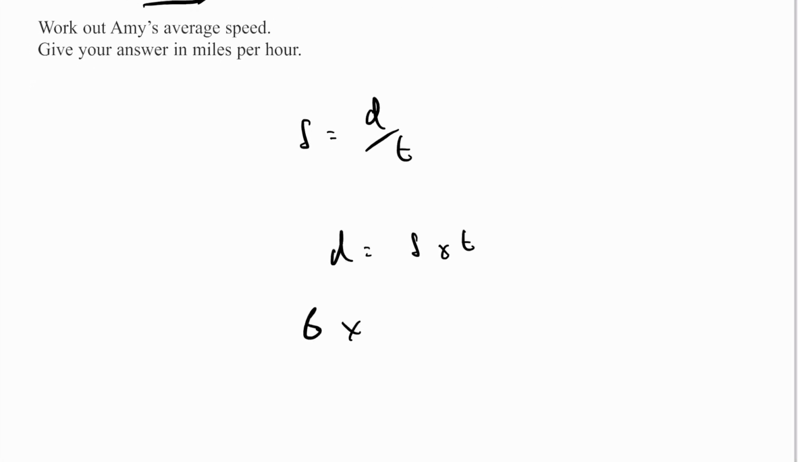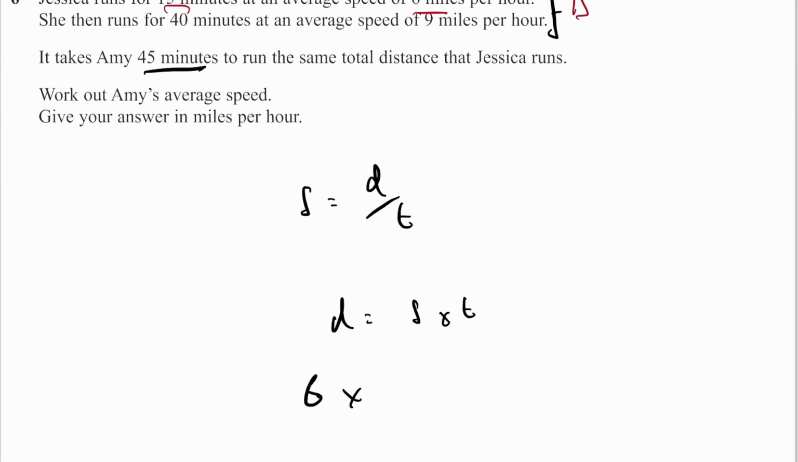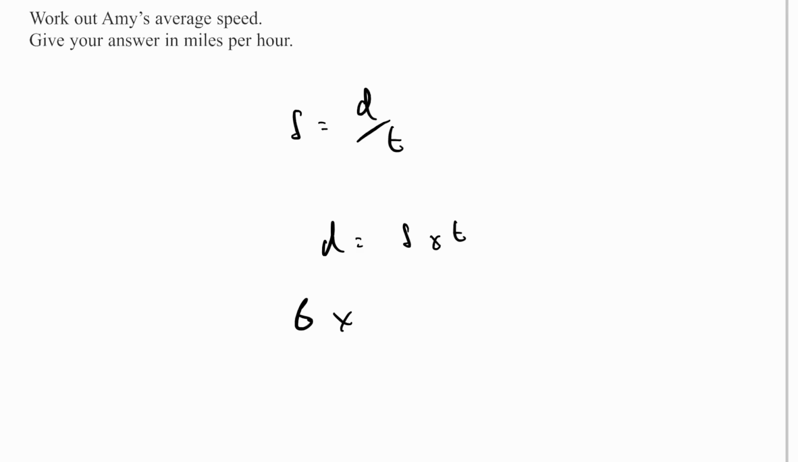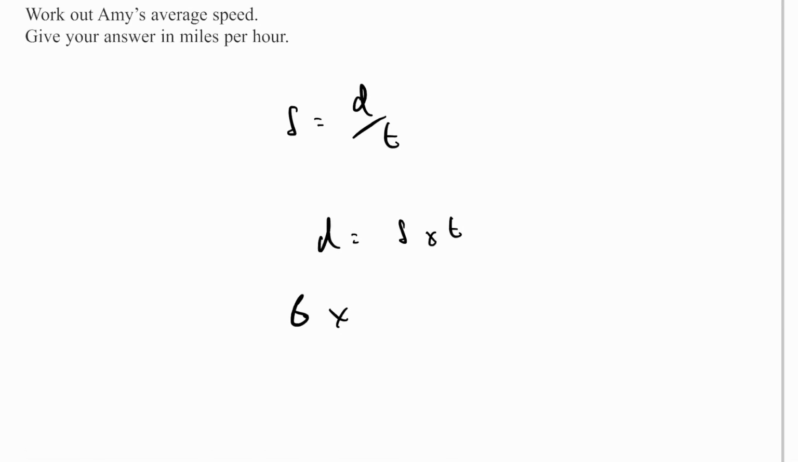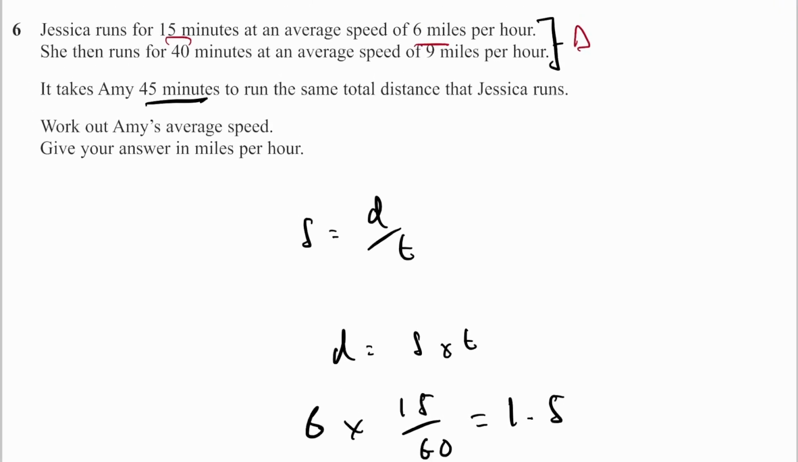But remember, because we're working in miles per hour, our time measurement also needs to be in hours. So it's 15 minutes, which in hours is 15 divided by 60. And if you multiply both of those together, you should get that she runs 1.5 miles in this leg. Then the second part, she runs 40 minutes.